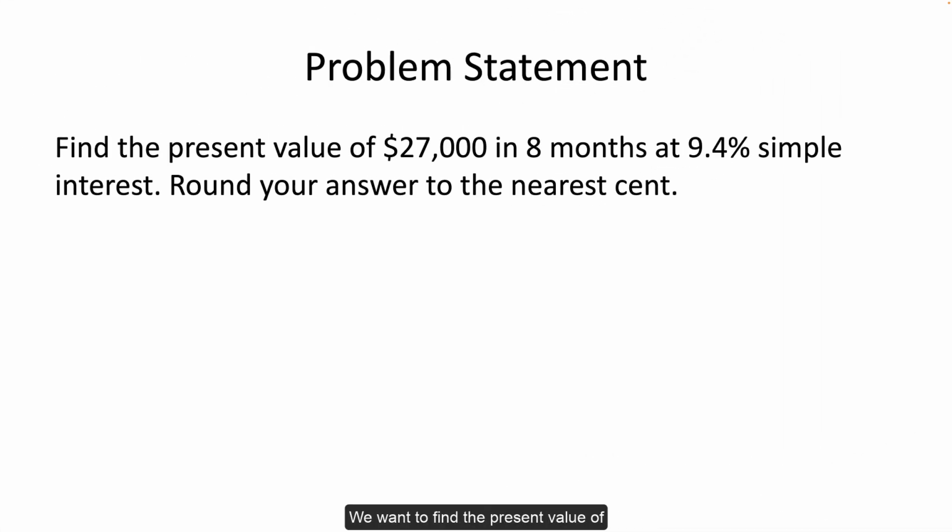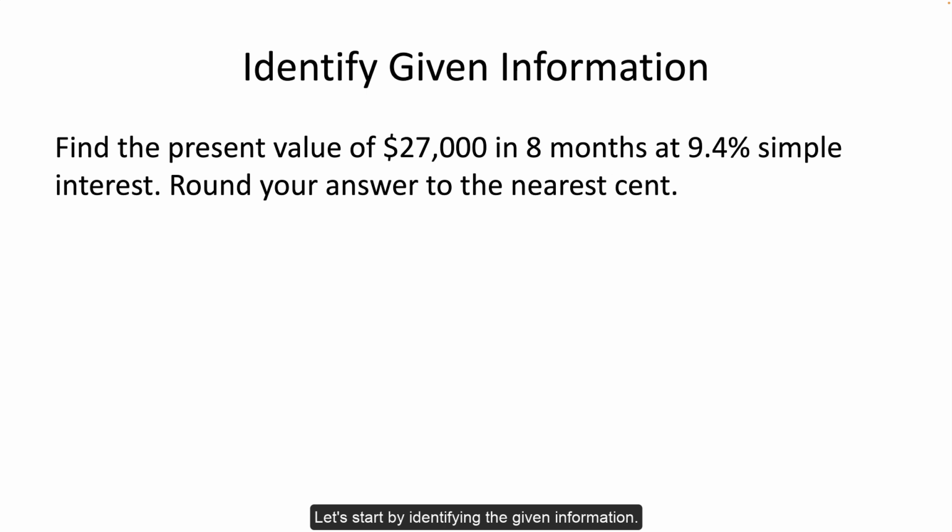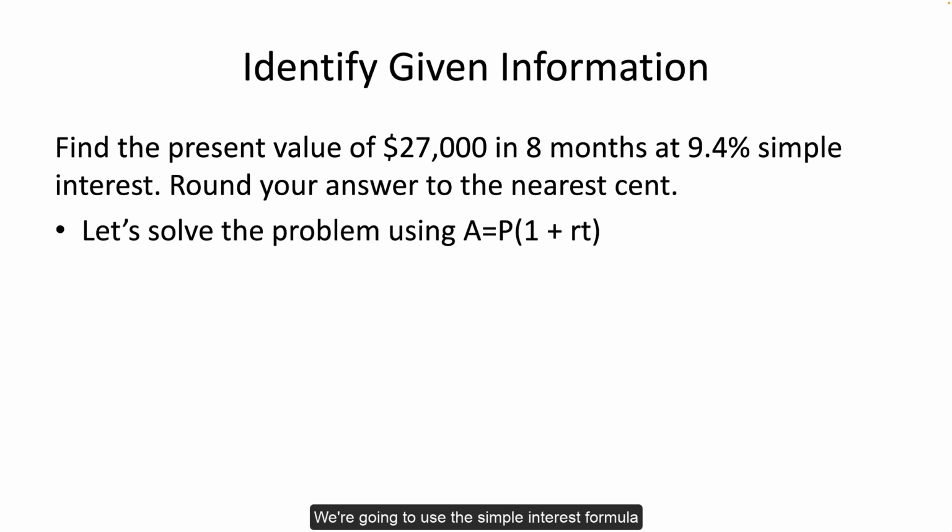We want to find the present value of $27,000 in 8 months at 9.4% simple interest. We'll round our answer to the nearest cent. Let's start by identifying the given information. We're going to use the simple interest formula A equals P times the quantity 1 plus RT.